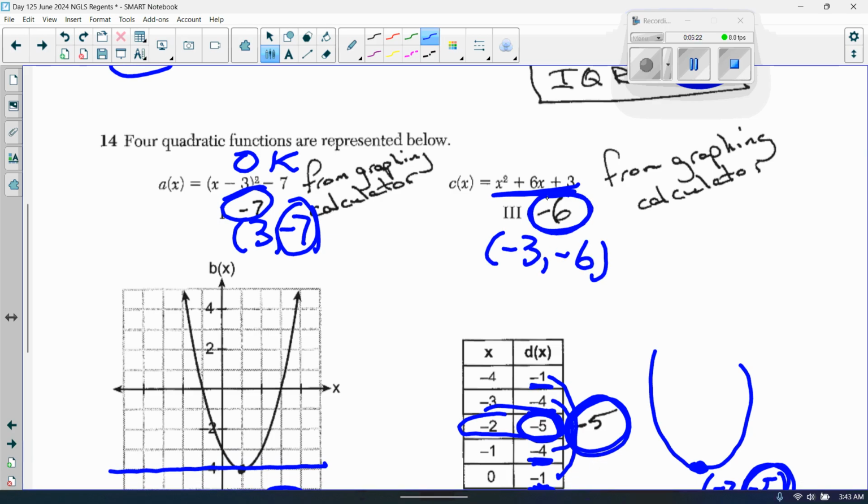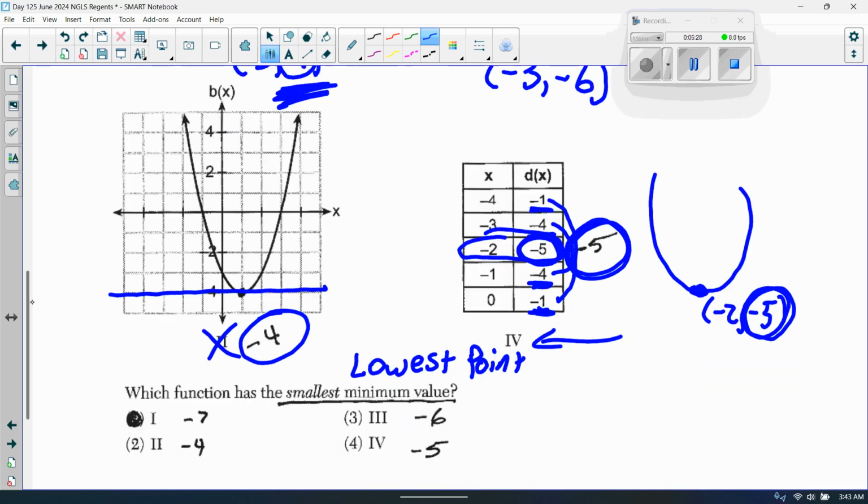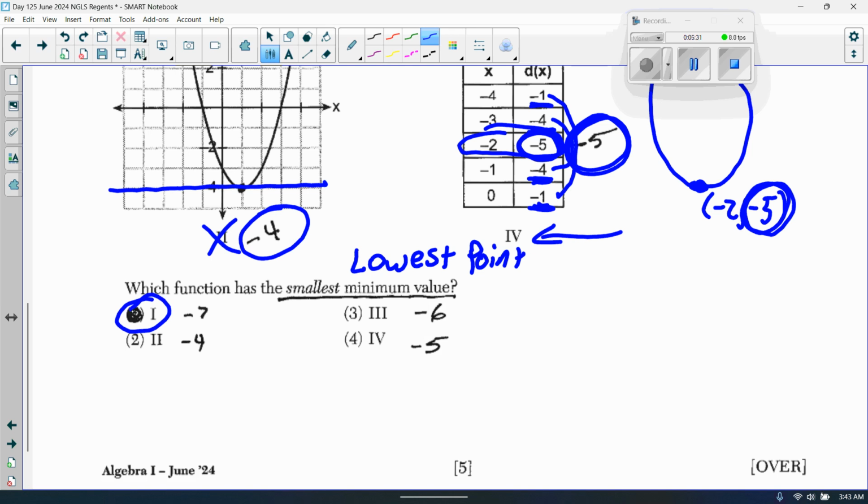Okay, and there it is, it's at -6. So who was the smallest? -7 is the winner. So it must be choice number 1. Okay, again, does it take a little time to figure out? Yes, but guess what? On the regents, when you have 3 hours, time is something you have.